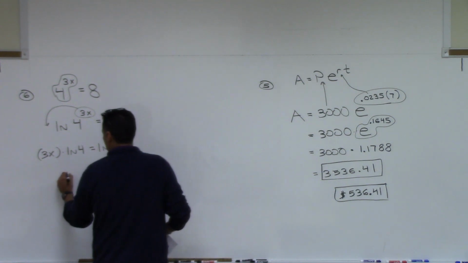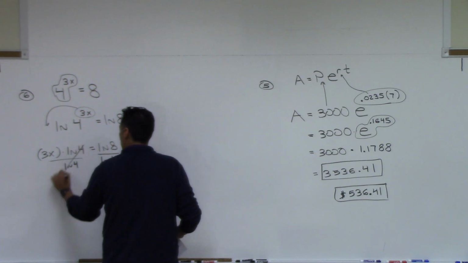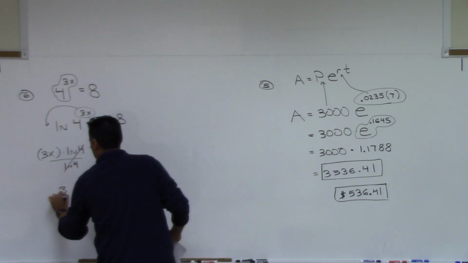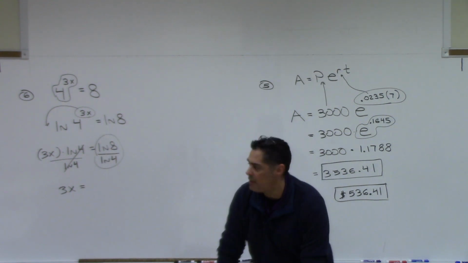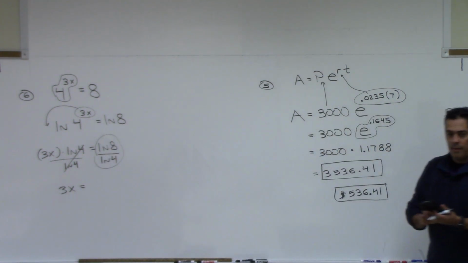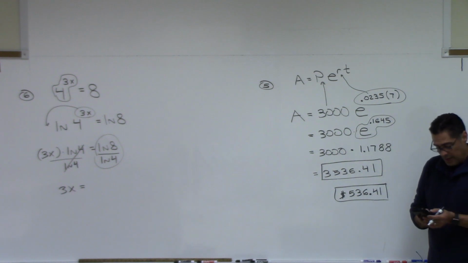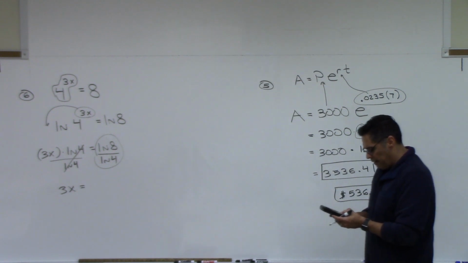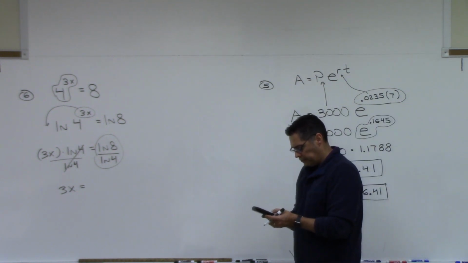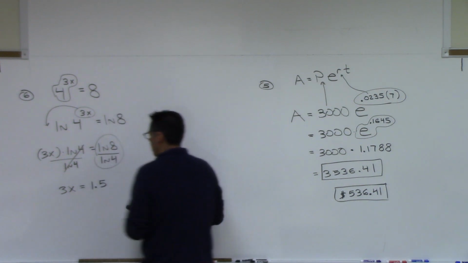Here's what I'm going to do. I'm going to divide both sides by natural log 4. It'll go away here. I'll be left with 3x equals, now on my calculator, the natural log of 8 divided by the natural log of 4. I'm going to type it all in at one time and get an answer. Please check that you get the same answer, because I don't want you to come in on the day of the test and say, oh, I never knew how to do that. Let's see. Oh, it's just 1.5.